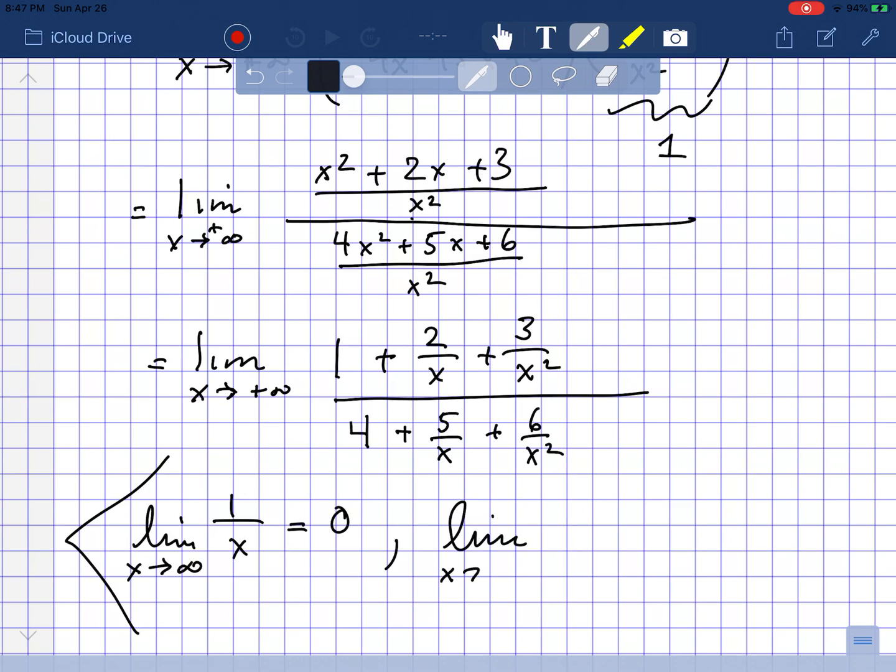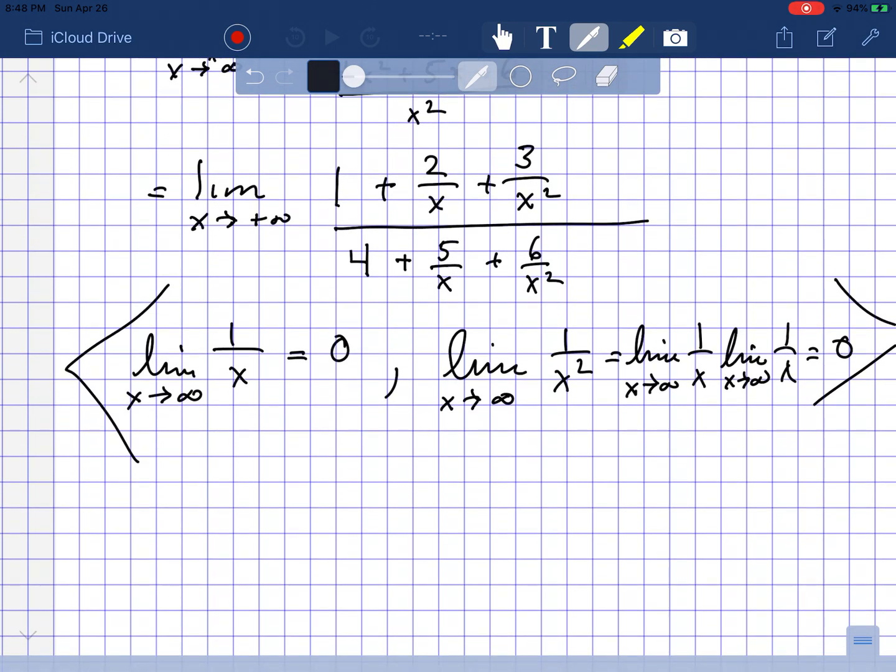And we know from our limit laws that this is going to equal the limit, which is 0, okay? So now, what do we have? So this is equal to the limit as x goes to plus infinity of 1 plus 2 over x plus 3 over x squared. But what can we say about these two terms?